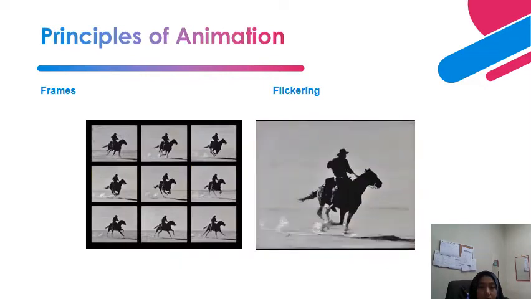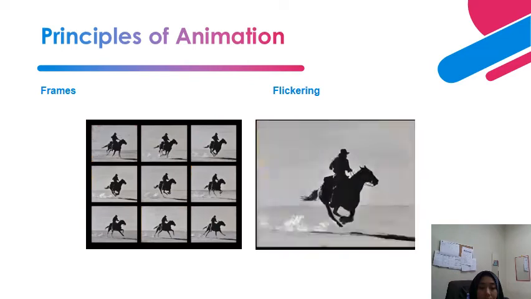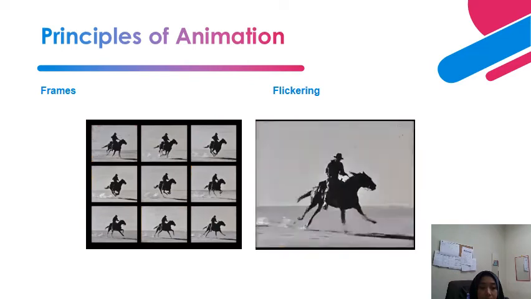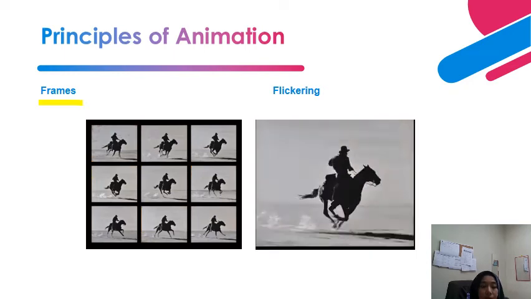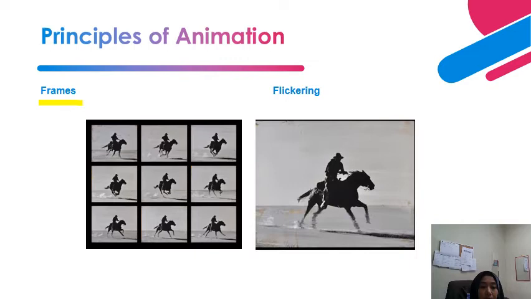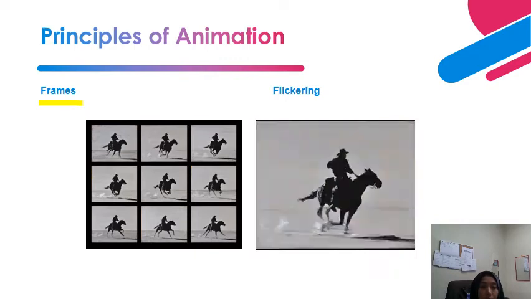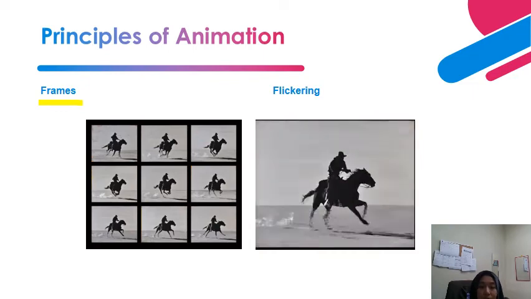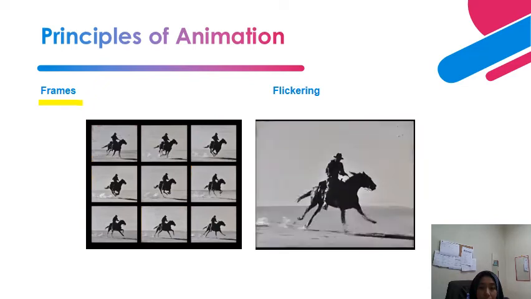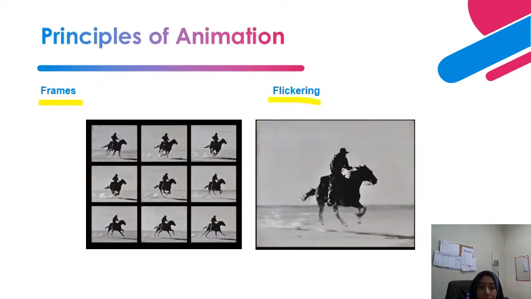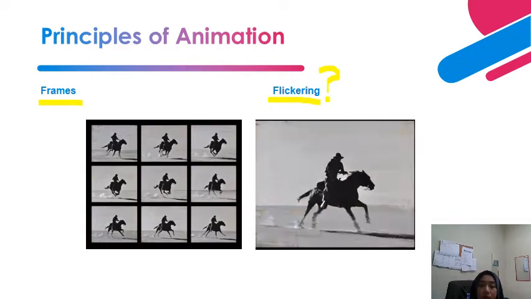Next we look at the principles of animation. At the left side is actually the frames, where each frame has a different movement. So that is the concept of frames. When you combine the frames and composite them, it will become flickering. I want you to find out what flickering is. Find it on the internet for further understanding.